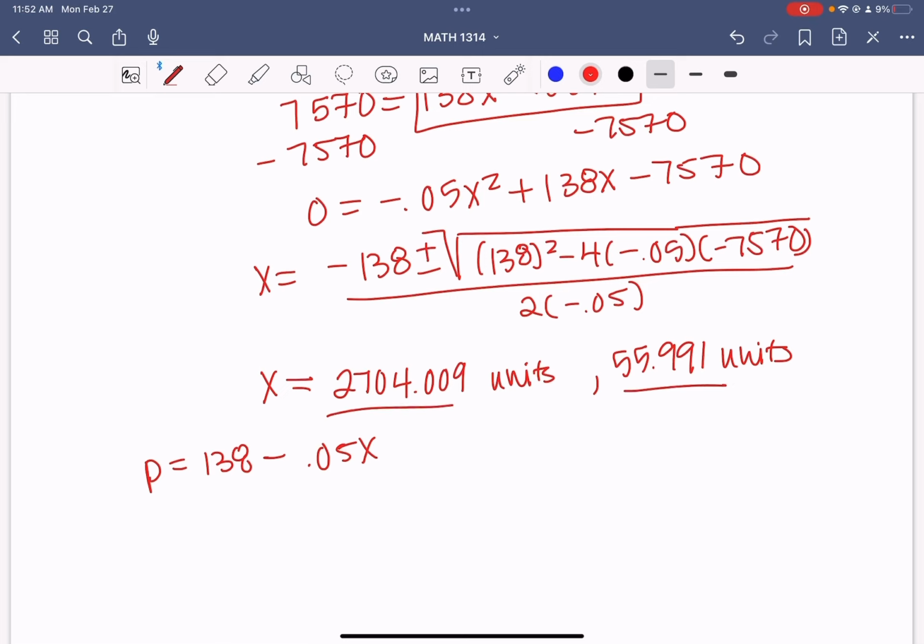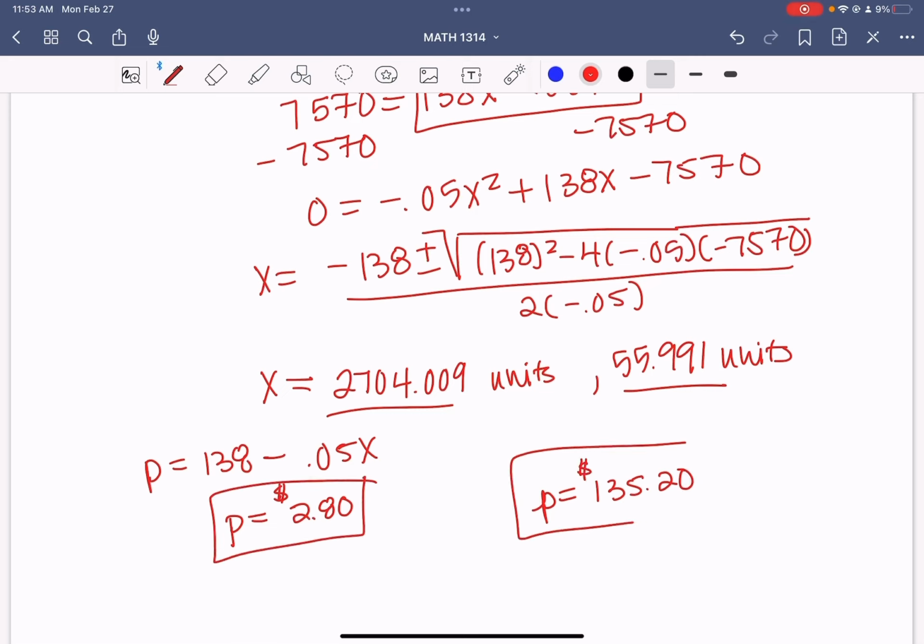When I plug in the 2,704, I get a price of $2.80. And when I plug in the 55, I get a price of $135.20. And so these are the two prices that would yield this revenue.